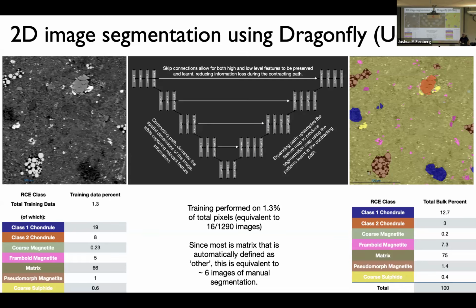So that goes back to the problem we were dealing with at the beginning. We want to know not just how much magnetite is there, but how much of different types of magnetite are in your rock. Okay, so what else can you do with that data? You can use it to start doing particle analysis at the bulk scale.